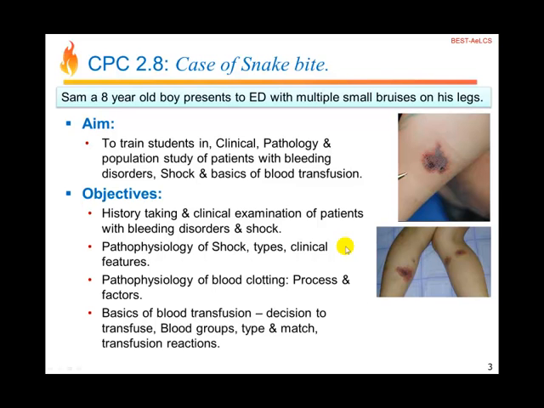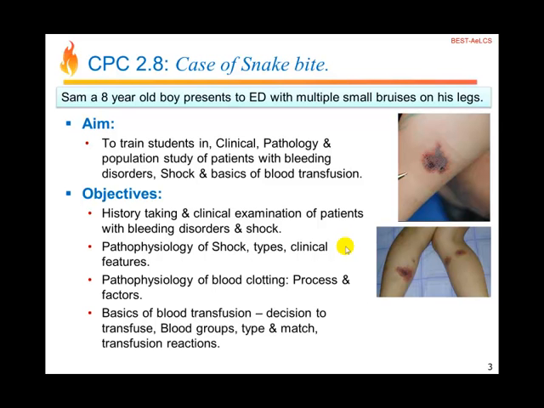Okay. So, the patient is an 8-year-old boy from a bush area in North Queensland, presented to the emergency department with multiple small bruises on his legs, just for the last few hours. He has come back from playing in the bush.